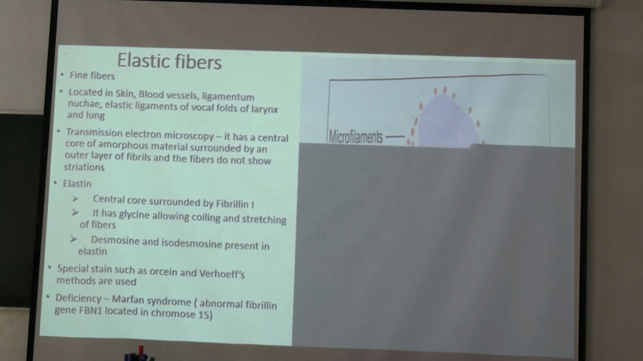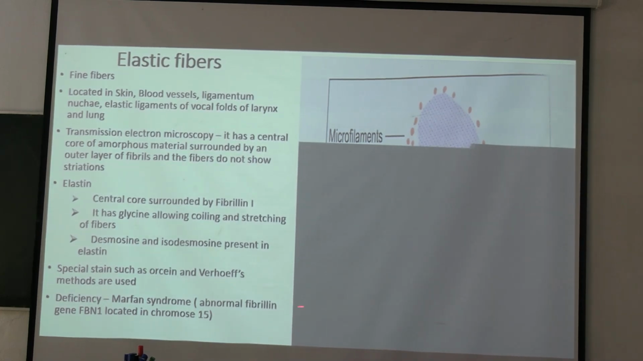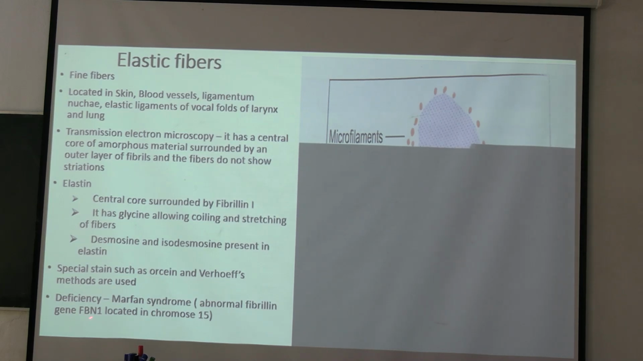Elastic fiber, you can use hematoxylin eosin. In hematoxylin eosin, it will appear pink. In elastic fiber, Orcein and Verhoeff's methods can also be used. And deficiency of elastic fibers will lead to Marfan syndrome. Abnormal fibrillin gene FBN1 located in chromosome 15.